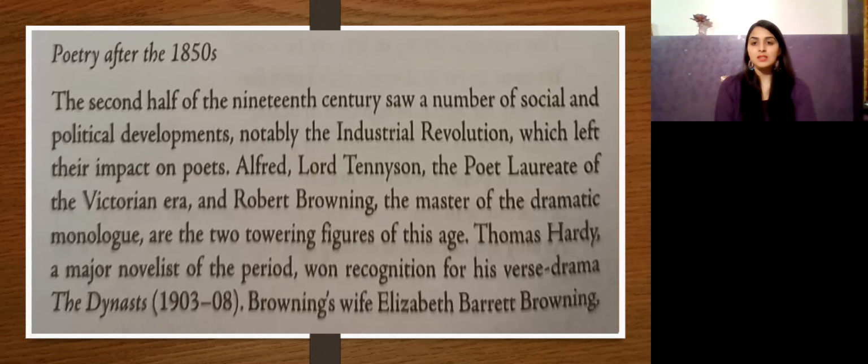Alfred Lord Tennyson, the poet laureate of the Victorian era, and Robert Browning. Now, Robert Browning is another very well known poet, and you will also have him in the next semester, that is semester 4, where the first poetry is My Last Duchess by Robert Browning. So this poet you need to remember, and his work as well, because you are going to get these poetries in your book in the upcoming semester. The master of the dramatic monologue. So Robert Browning was a master of dramatic monologue. What do you mean by dramatic monologue?